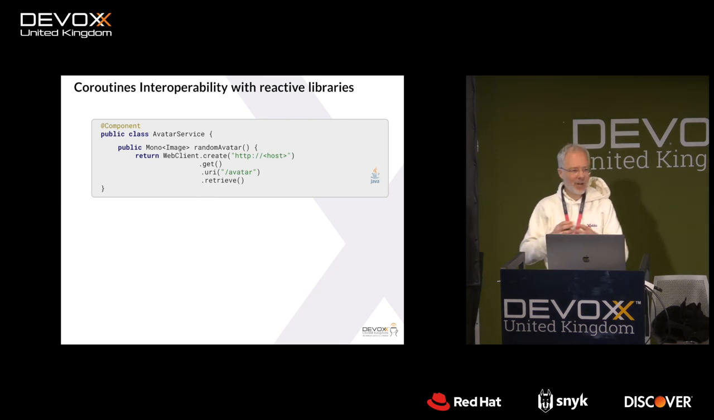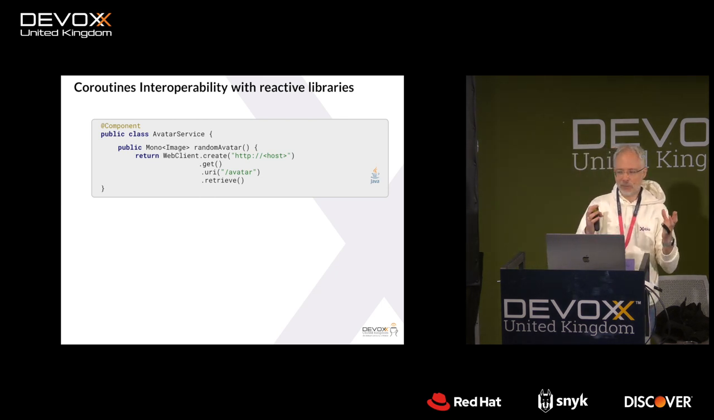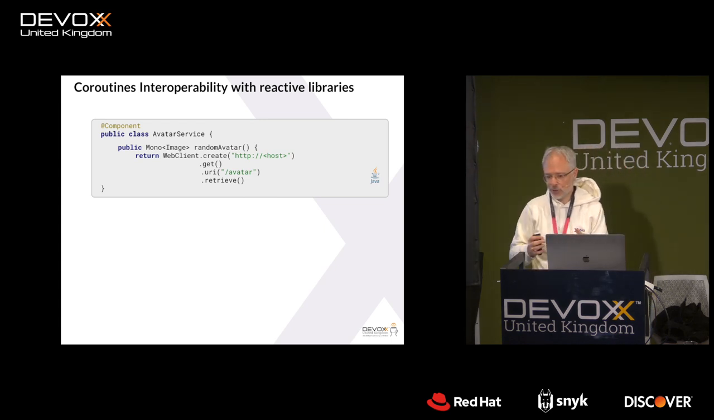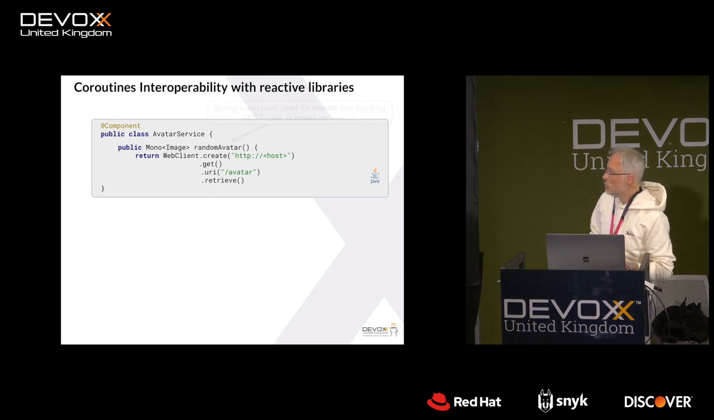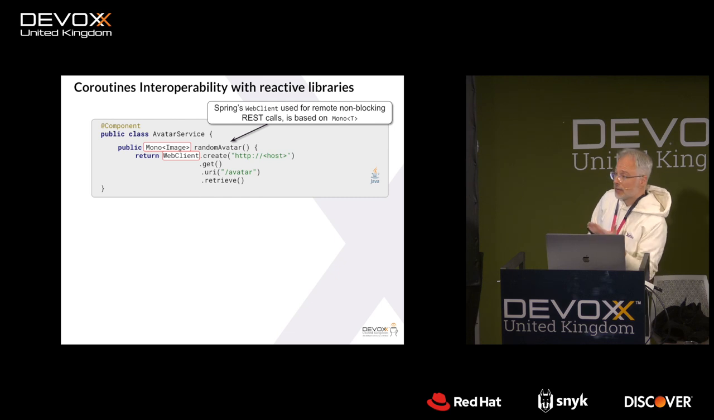Okay, well, I would say that sounds pretty good, but how do you use these coroutines with reactive libraries? Because quite a few times you have some sort of reactive library and you don't have coroutines from the core. That's quite easy.